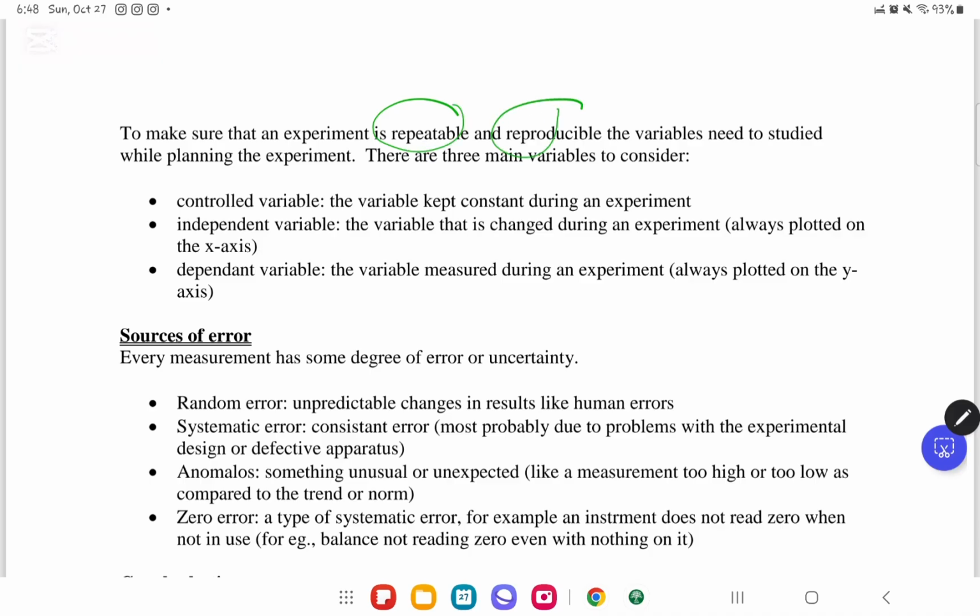So now we have three main variables to make sure that an experiment is repeatable and reproducible. There are three main variables. The controlled variable, which is kept constant or kept the same during the experiment. The independent variable, which is changed during an experiment, and this is always plotted on the x-axis. And then the dependent variable, the variable measured during an experiment.